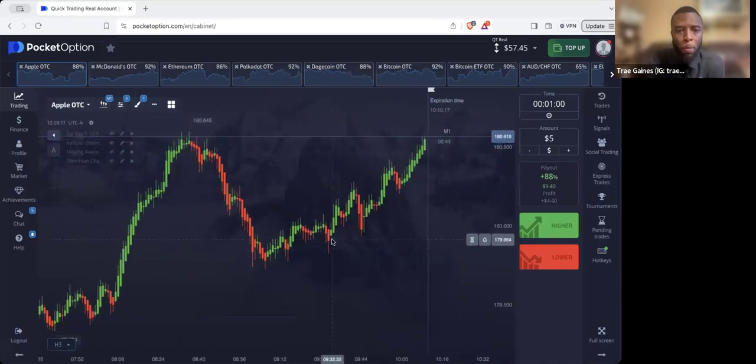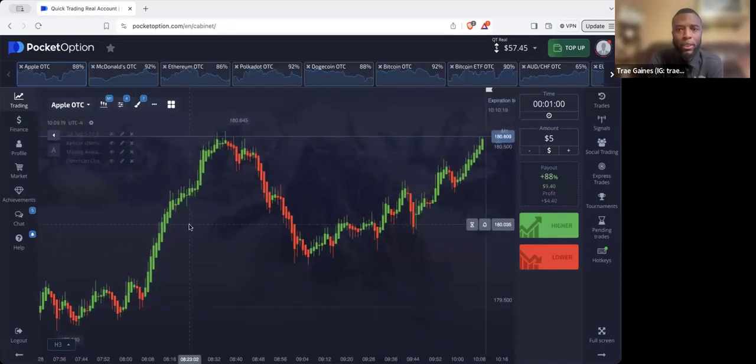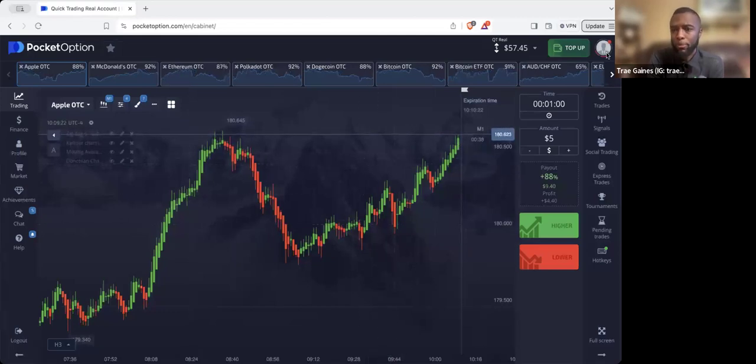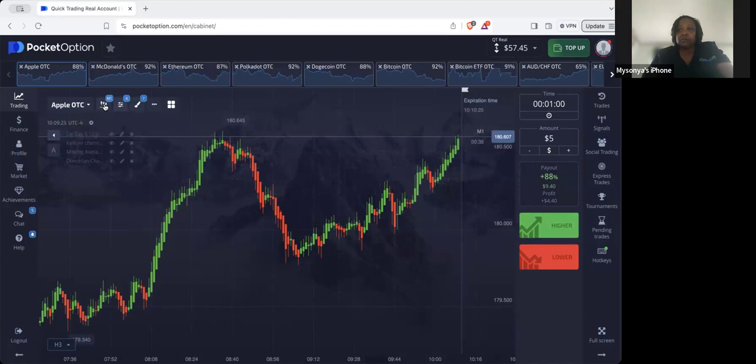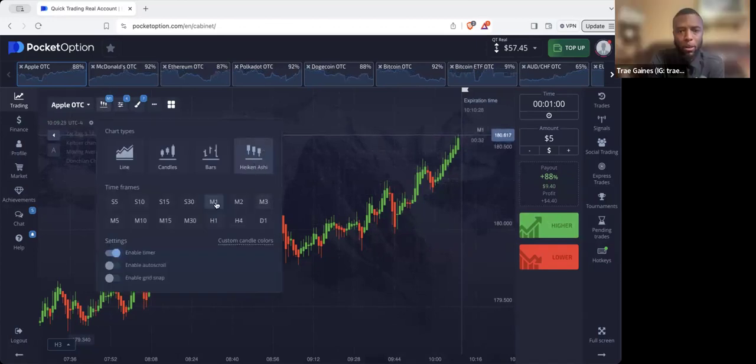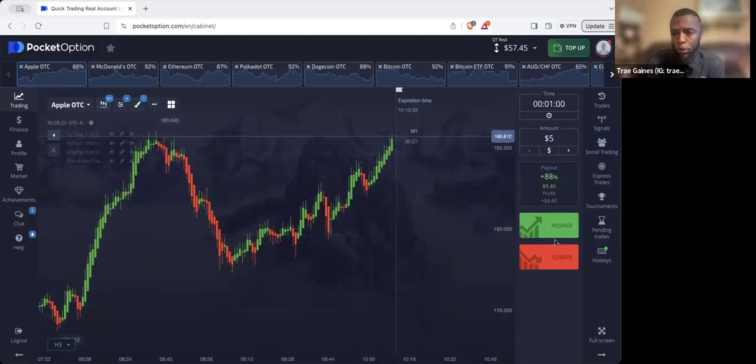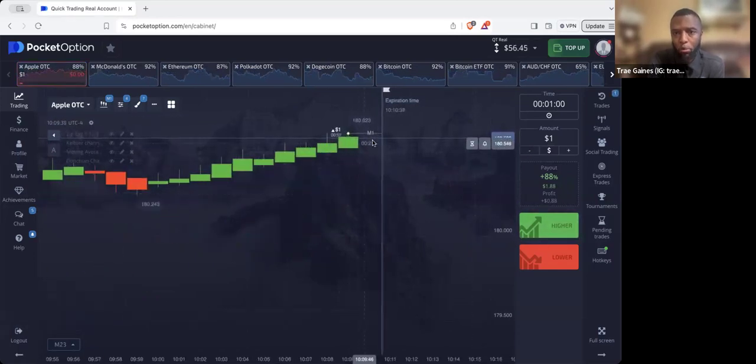Of course, we know supports are low, resistances are high. I'm gonna take a step back. Of course, we're using Heikin Ashi candles, the 1 minute. Make sure your timer is enabled. If we press this green button, right now I'm losing this because my price is below this green line.